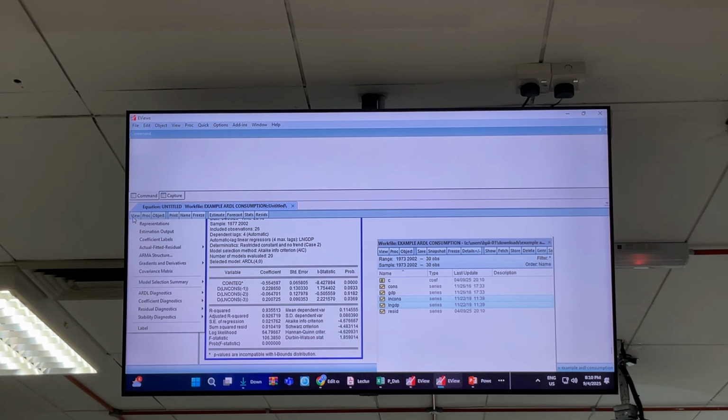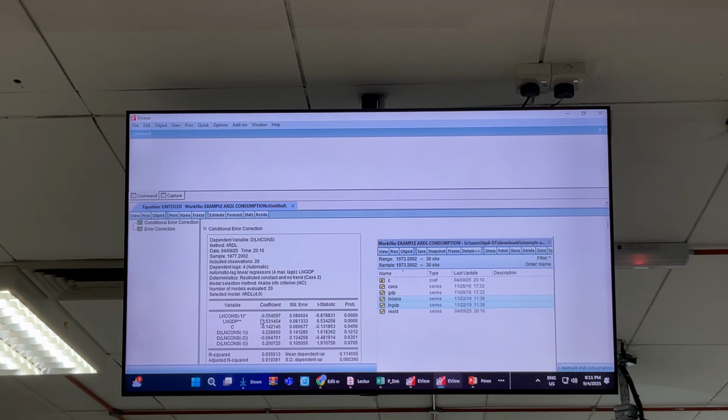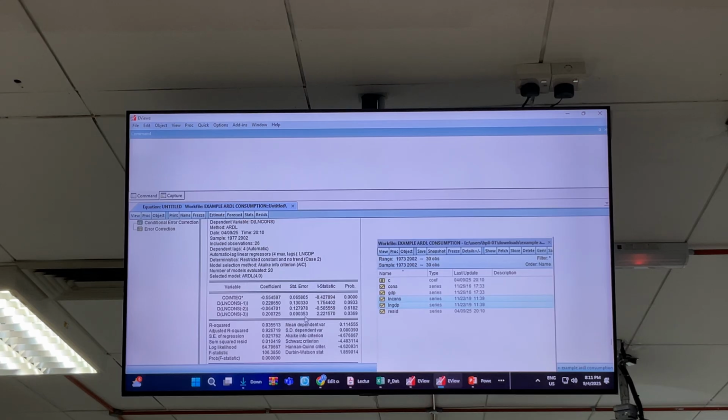So you go to the View. Maybe you have EViews version 12, with a different presentation, right? But the result is the same, right? So you go to View and then go to the error correction result. Then it will return the error correction model, with this called COINTEQ. This is the coefficient. This is the error correction model.